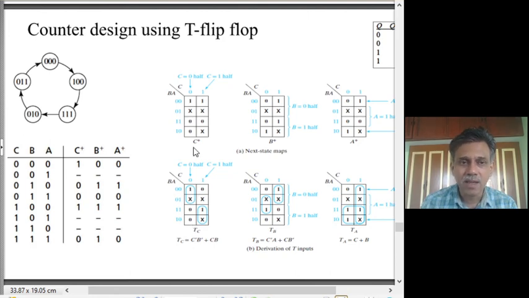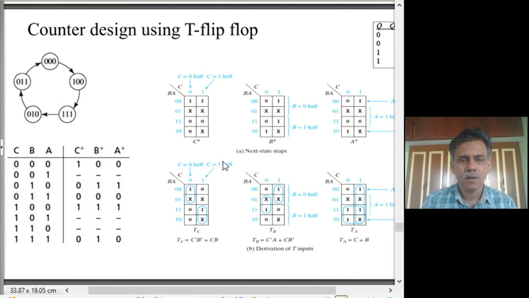Which means that whenever C plus is 1, because C is 0, all throughout this column, TC is also 1. When C plus is 0, TC is also 0. Which means that we can simply copy the C is equal to 0 half of the C plus K-map and put it in the C is equal to 0 half of the TC K-map.